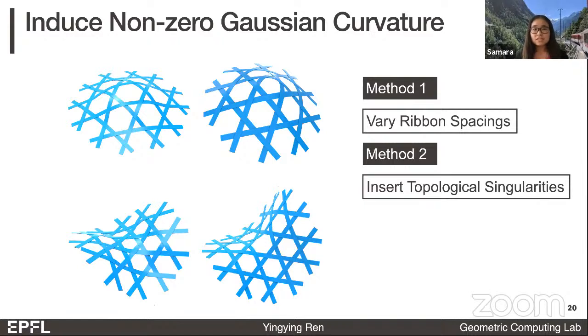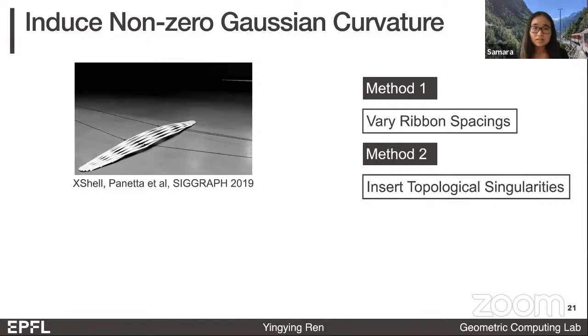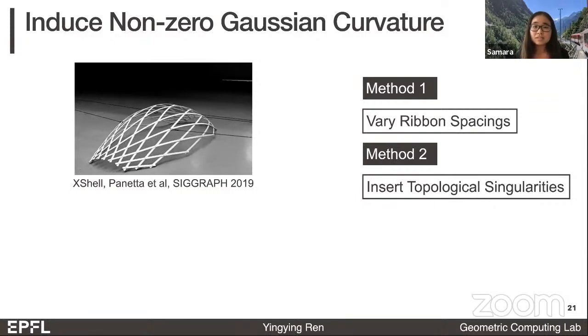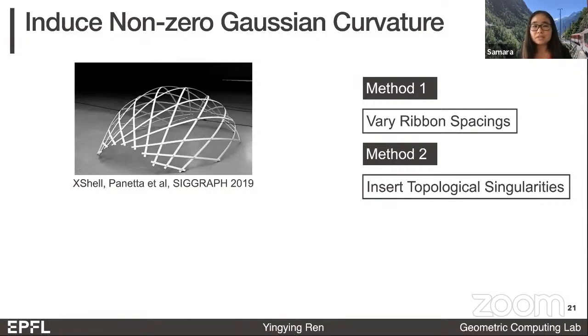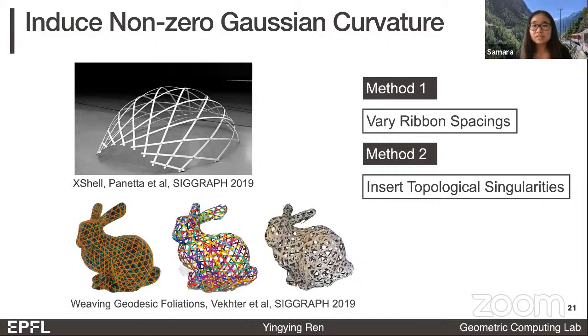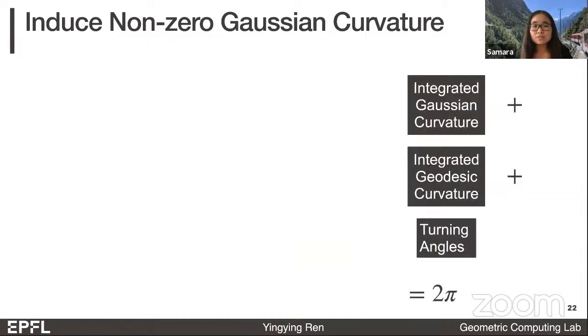These two methods for changing the surface curvature have appeared in SIGGRAPH previously. The irregular spacings between the beams and eggshells force the structure to pop into 3D during the expansion deformation. In the weaving paper published by Vector and colleagues, they find a triaxial weaving pattern using straight ribbons with automatically inserted singularities. A third method to introduce curvature is to exploit the second term here.